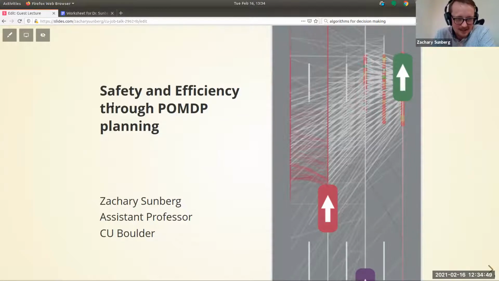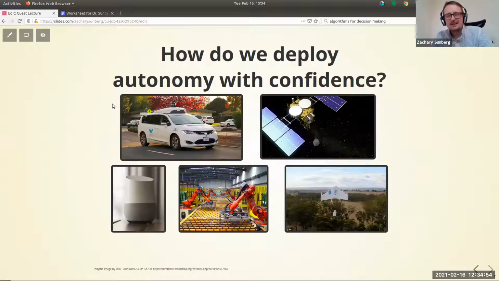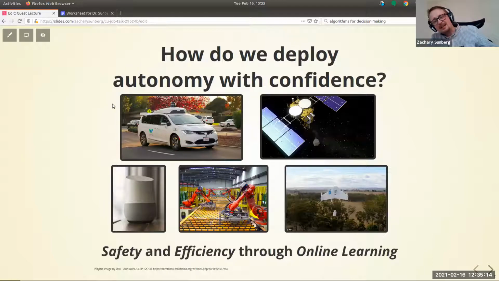Cool. All right. So today I'm going to talk about safety and efficiency through POMDP planning. I think if you're in this class, most of you are concerned with the question of how we deploy autonomy with confidence, and there are all these different applications from autonomous vehicles to space vehicles to drone delivery or manufacturing, or even just a personal assistant in your home. The aspect of that I'm going to talk about today is both safety and efficiency through online learning.